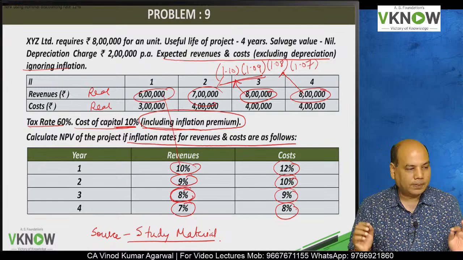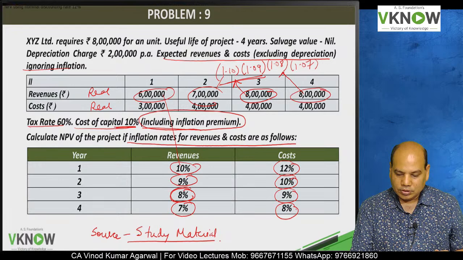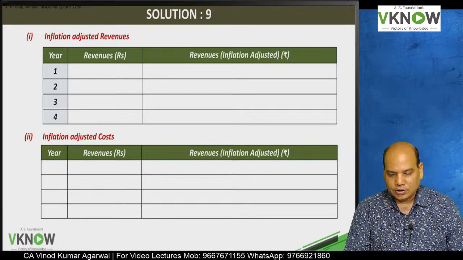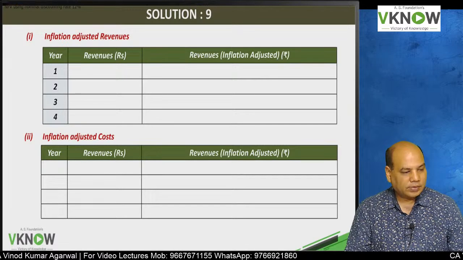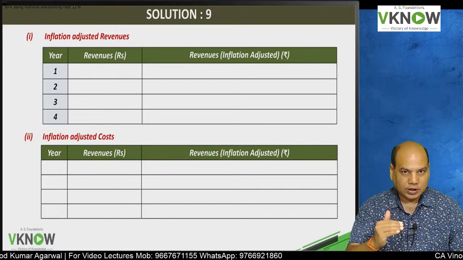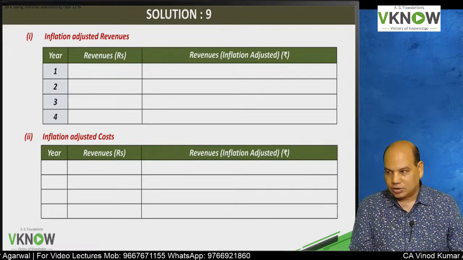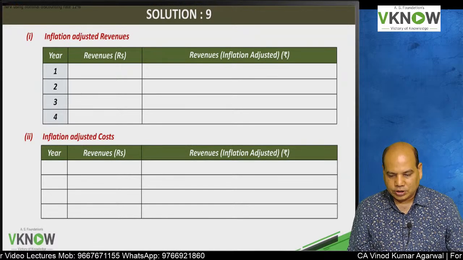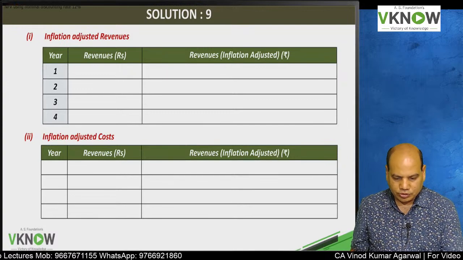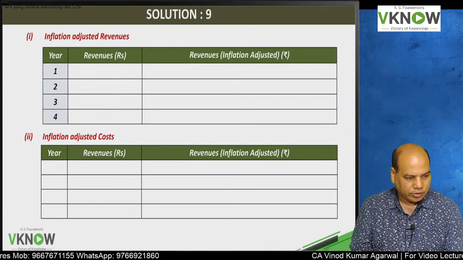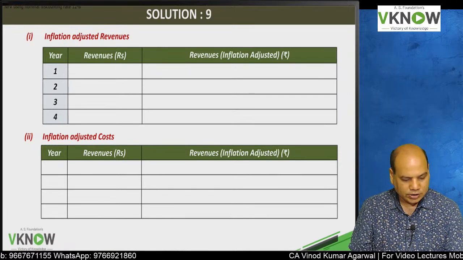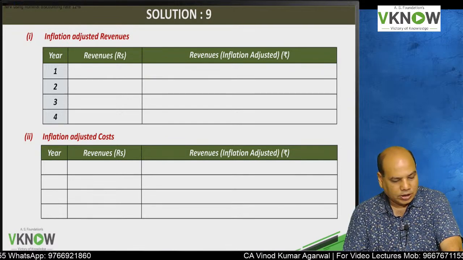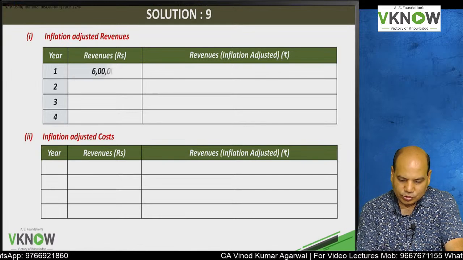That is an important question. So I'll first compute inflation adjusted revenue. This time the question is different because inflation rate is different in different years. That is something unique. Are you ready? Please solve. Inflation adjusted revenue, three columns: first column year, second column revenue, third column revenue inflation adjusted in rupees. Are you there? First, I will show you how to do it.